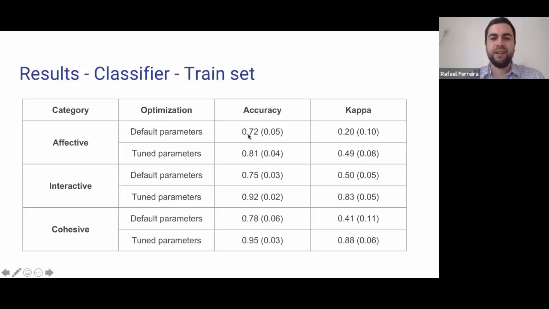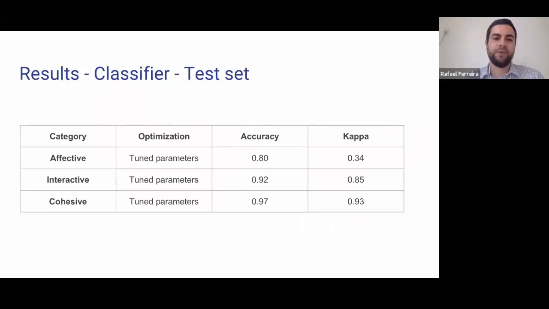For the training data, the tuning of parameters improved all the categories' output. We can see here that we reached very good results in terms of both accuracy and kappa for affective and also interactive and cohesive. And then we applied the best model to the test set, and still we reached very good results for interactive and cohesive. The results for the affective one are slightly worse, but even though we reached 0.34 of kappa, this result was not that good because the affective class has fewer messages, so it's more imbalanced.